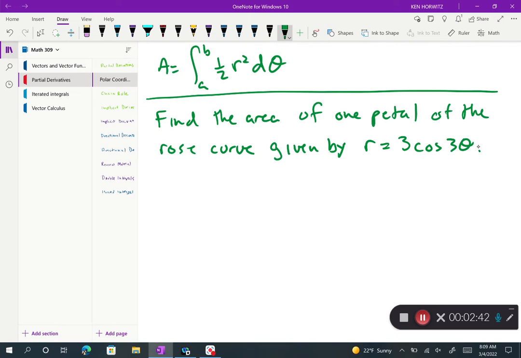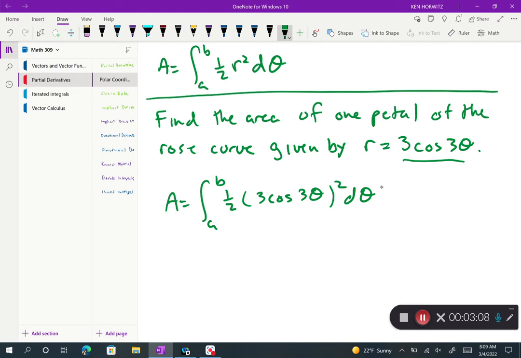All right, so if we start filling in our spots, we have area equals the integral from a to b, 1/2. R squared is going to be right here. So it's 3 cosine 3 theta squared d theta. The only thing that's really missing is our limits of integration.